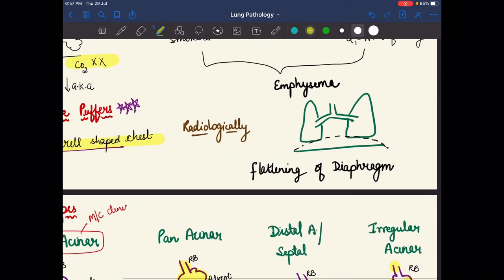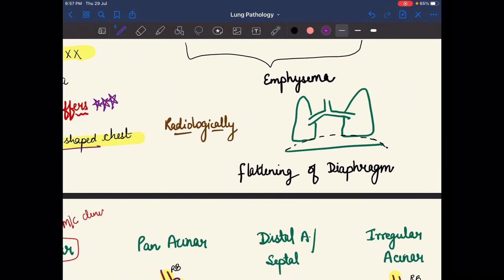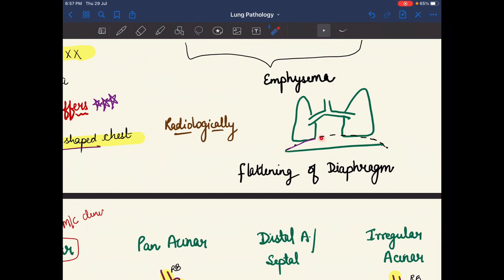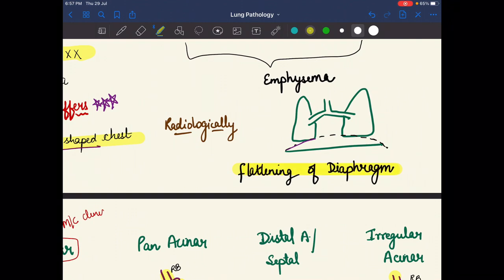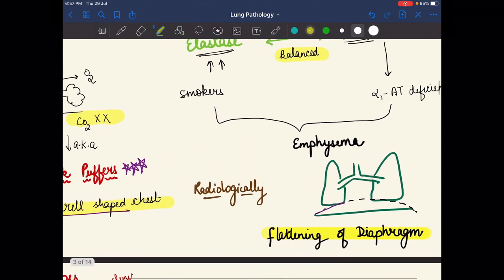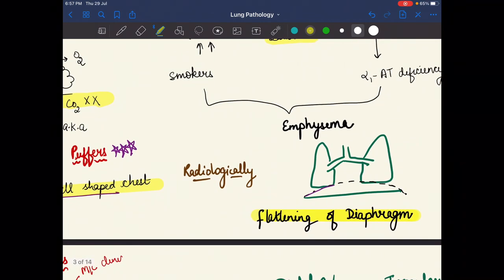Now on the radiology image, this is how the normal lungs look. Flattening of the diaphragm is seen in emphysema. So in emphysema we find flattening of the diaphragm on radiology. So this is about emphysema.